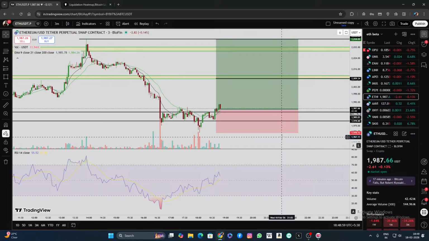Okay. I will only close the trade early if I see any candle closing back below our mentioned support resistance area, but for now I am holding this trade. Let's see.